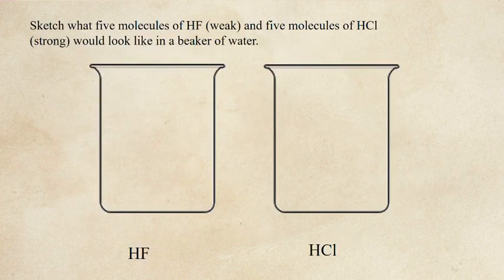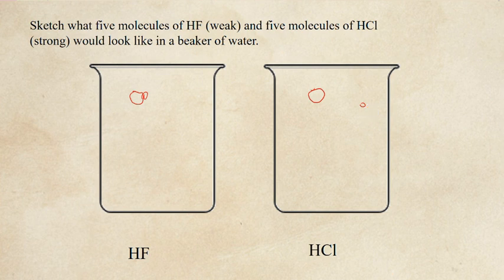So sketch what 5 molecules of hydrogen fluoride or hydrofluoric acid, a weak acid, and 5 molecules of hydrochloric acid, a strong acid, would look like. So pause, and then I'm going to give you an example of what I mean by an intact molecule. Hydrogen fluoride would look something like this. Here is the anion, and here's your proton. That's an intact. Whereas hydrochloric would be not intact. You have a proton and you have an anion. So pause and draw.